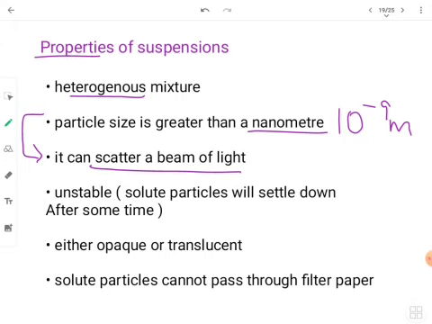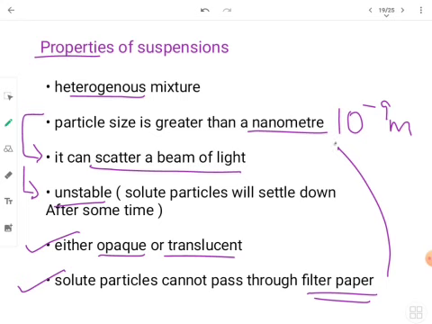So it is because of the greater particle size it can scatter the beam of light, and this is known as Tyndall effect. Next point is it is unstable, as I just told you that the solute particles will settle down after some time. And next point is it is either opaque or translucent. It is not exactly transparent क्योंकि chalk particles जो हैं वो तो opaque हैं, so you can classify it as either opaque or translucent. Next point is that the solute particles cannot pass through the filter paper. Again, reason of this one is this only.